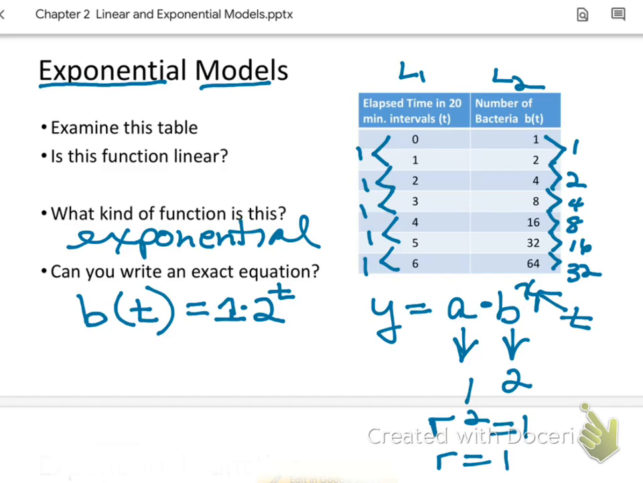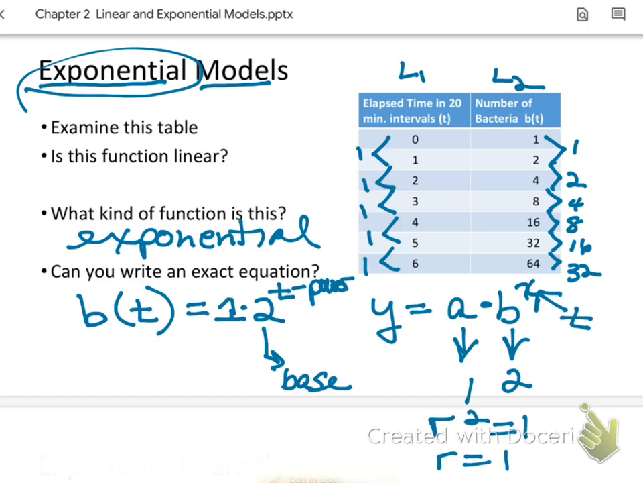So get a handle on this. In terms of the terminology, this is the base, it's base 2, this is the power. The fact that your variable is in the exponent makes it an exponential function. And it is indeed a function.